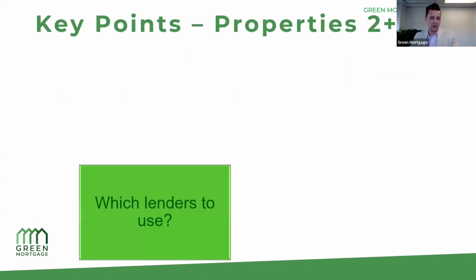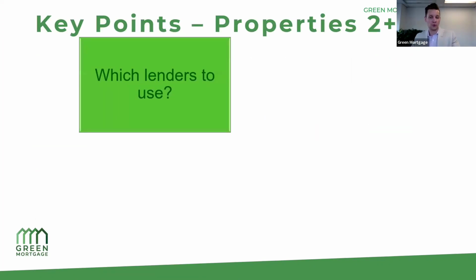Now, there's a couple of key points I want to talk about on properties number 2 and 3. One of the first ones is which lenders to use. Different lenders use different amounts of rental income, and certain lenders are good for your first couple of rentals and certain lenders are not. There's a host of different reasons for that. The qualifications are one of them. Also, trying to figure out if some lenders will not lend to you on 5 or more properties. Usually there are not a lot of lenders that will lend to you if you have over 5.